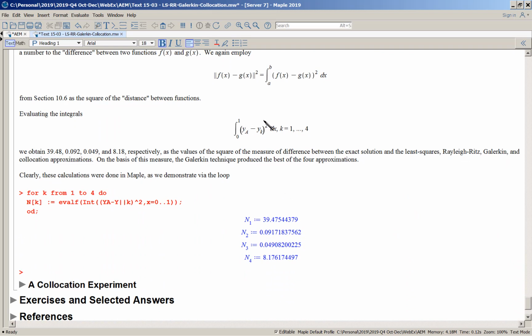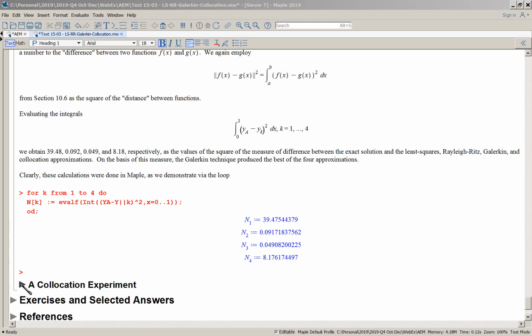Look at an L2 norm of the difference between the exact solution and the approximate solution. And those L2 norms are listed here. This was not too good for our first approach, least squares. This was Rayleigh-Ritz. This was Galerkin with that particular set of basis functions. And this was collocation with the 2 points. Better than the first one, not as good as either of methods 2 or 3.